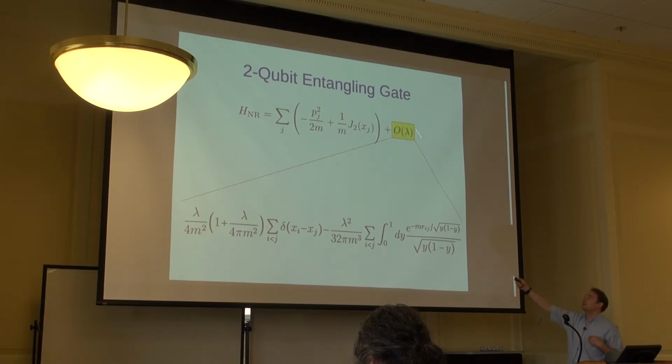Now we actually care about what this order lambda correction is, because that's what is going to cause these particles to interact. If you expand this out up to second order, this is what the correction looks like, and you can see it looks like an interaction between particles. Here we have a delta function contact interaction, which is repulsive, I guess. And here we have an attractive term, which is more long range. It looks essentially like a Yukawa type potential, because these are massive particles. So we're going to have to use this somehow to implement our 2-qubit gates.